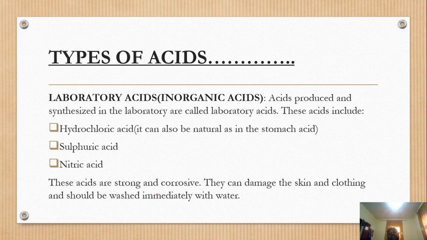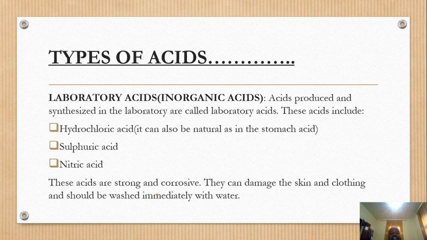There's also another type of acids called laboratory acids, inorganic acids. Acids produced and synthesized in the laboratory are called laboratory acids. These acids include hydrochloric acid, sulfuric acid, nitric acid. Hydrochloric acid can also be natural because it's found in our stomach.